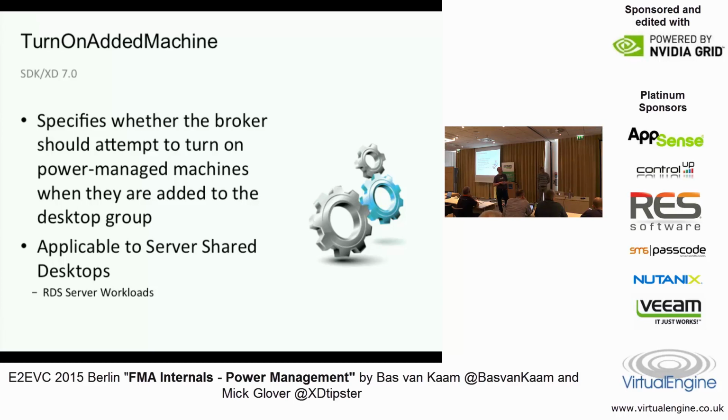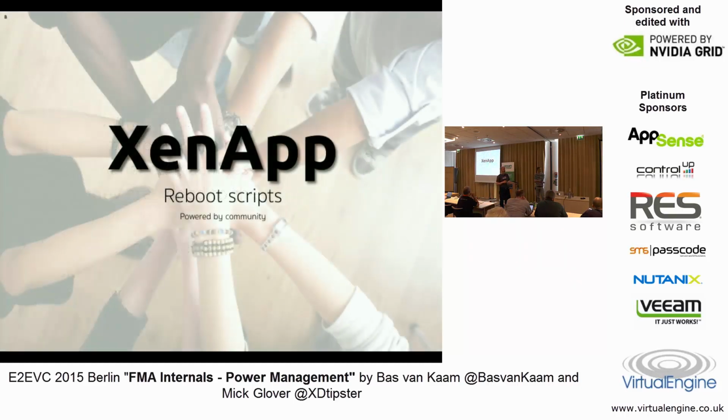Turn on added machine is essentially applicable to server shared desktops or RDS workloads. Because they are considered shared desktops, if you look at them through PowerShell, there was no way to bring them on automatically during peak hours. So this value is set to true for RDS server workloads when we introduced the server VDA with XenDesktop 7. So an important command at the same time.